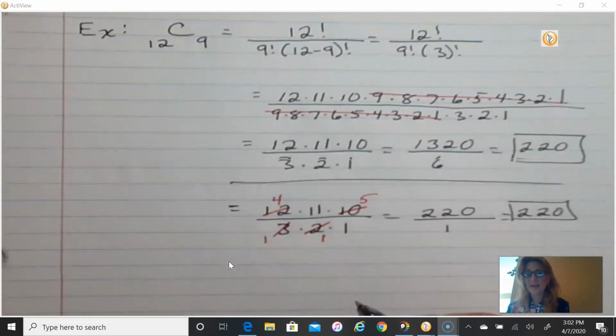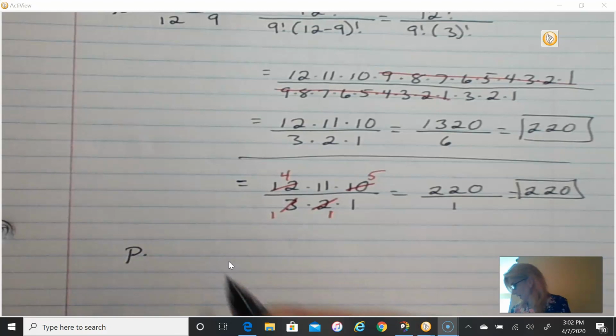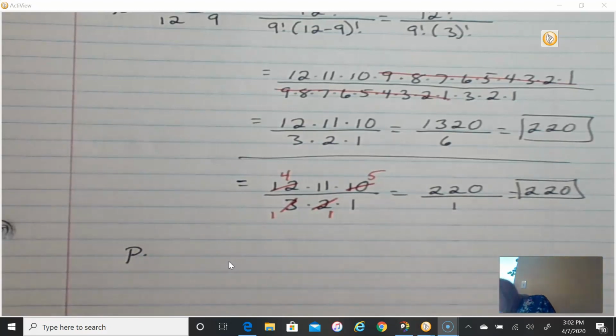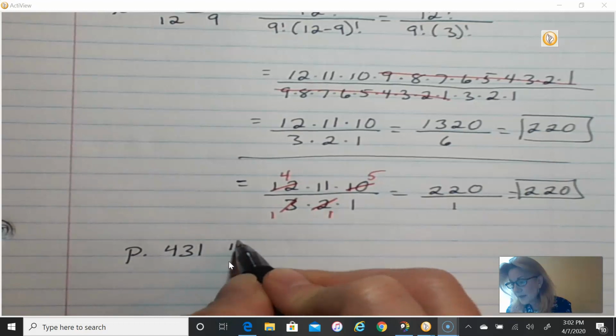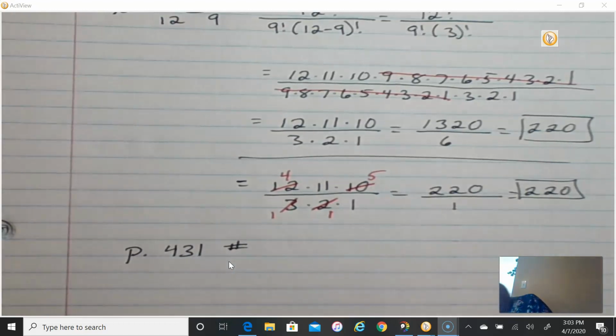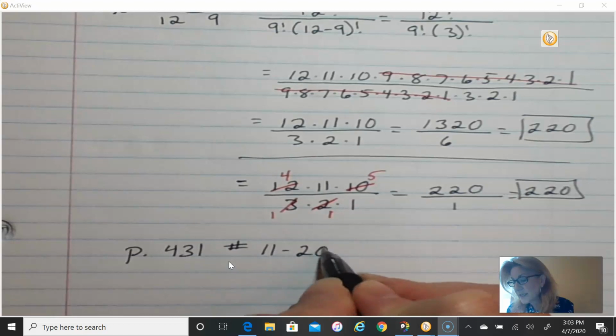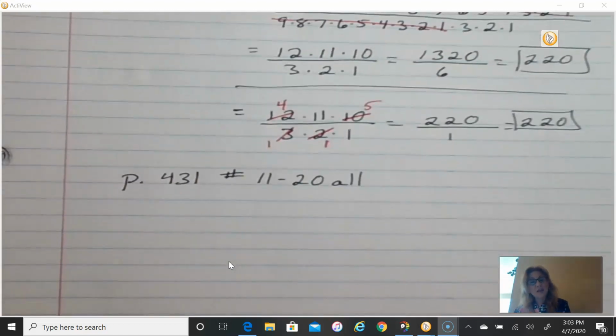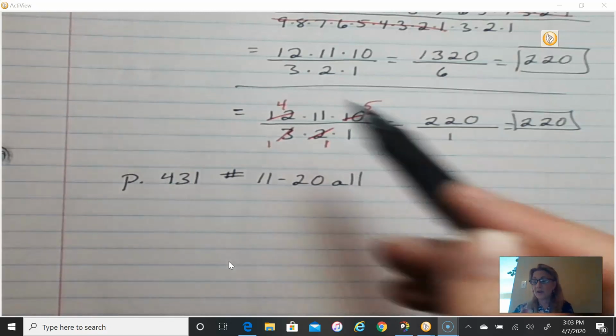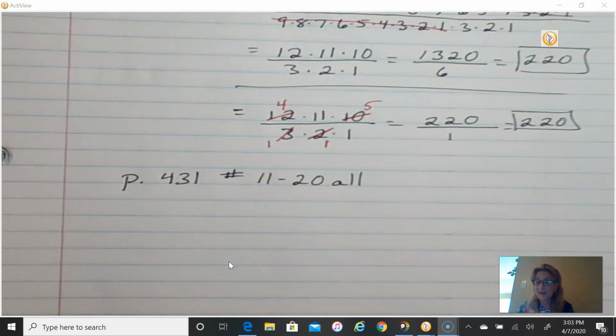Speaking of, you're doing tonight page 431, numbers 11 through 20 all. You can use any method you want. You can use the calculator, or you could use the other way. It's up to you. Some of your parents may be sitting there saying, oh yeah, you're working it all out too. Hey, I don't disagree with that. But right now, I can't force you because I can't reach it. I can't see you. So anyway, there you go.